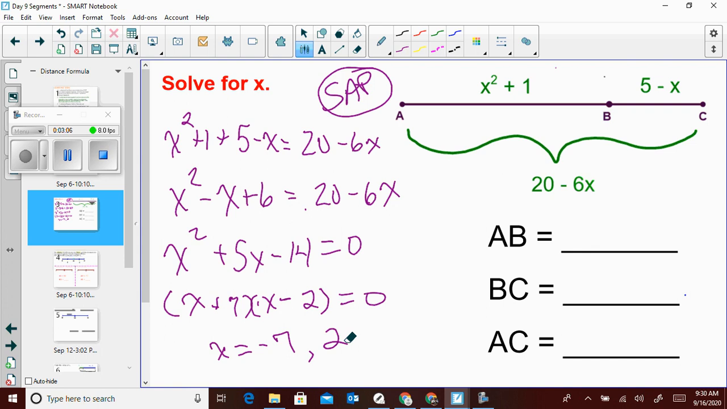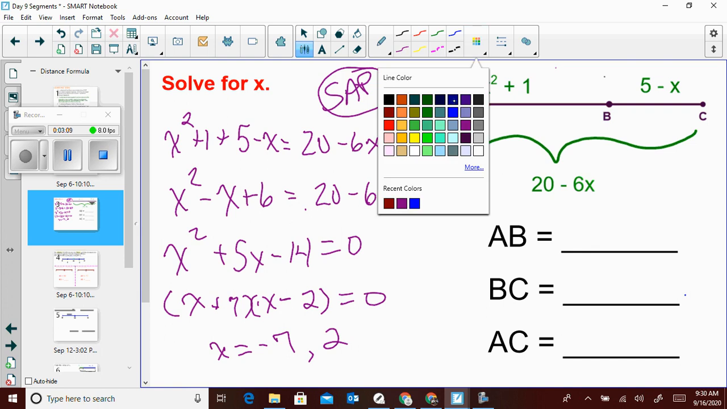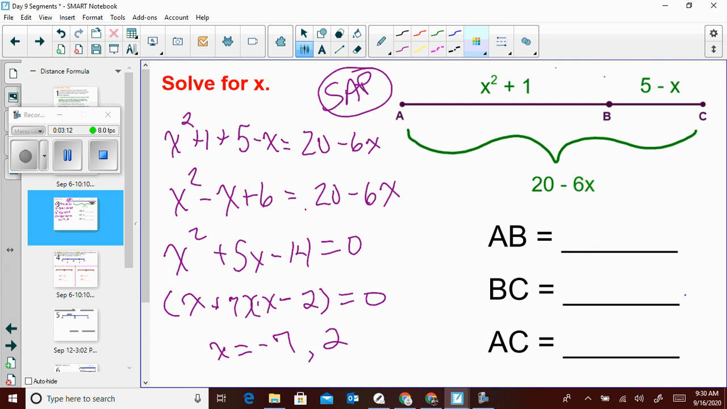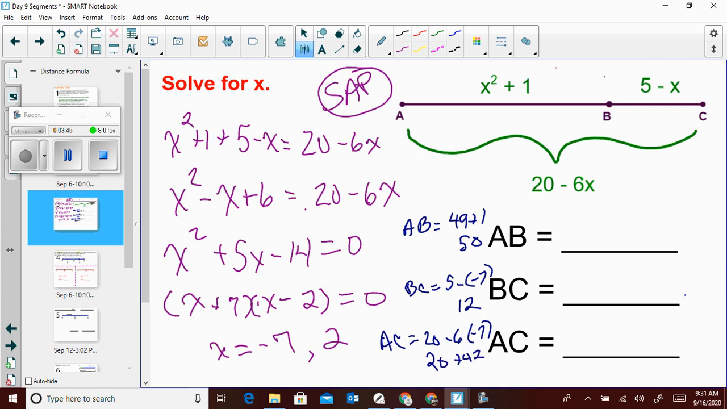We need to check all of these. So let's check negative 7. If I plug negative 7 in here, AB will equal 49 plus 1, which is 50. Let's check it in here. BC will equal 5 minus negative 7. That's 12. AC, 20 minus 6 times negative 7 is 20 plus 42, which is 62.